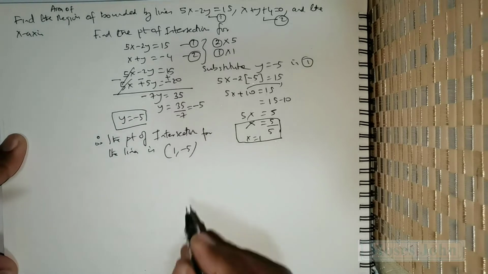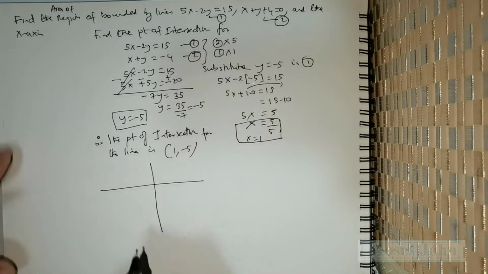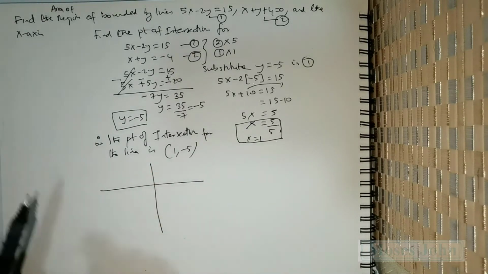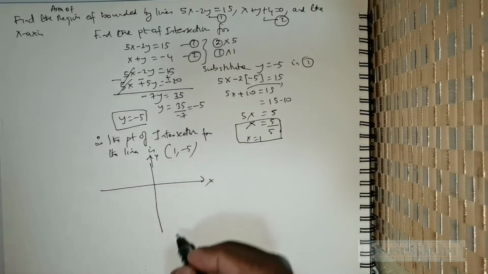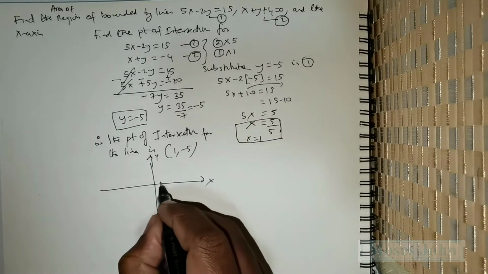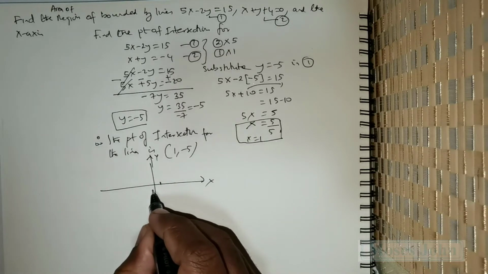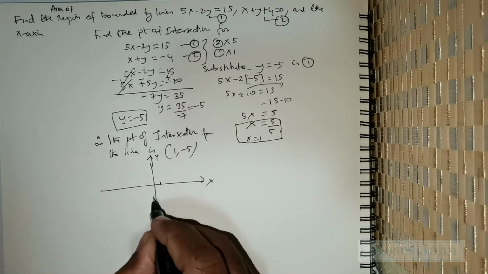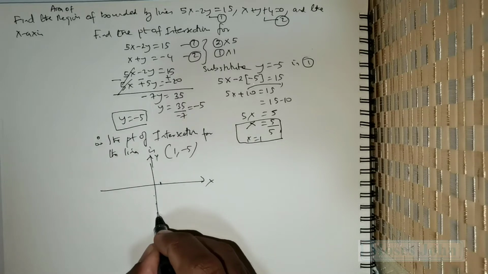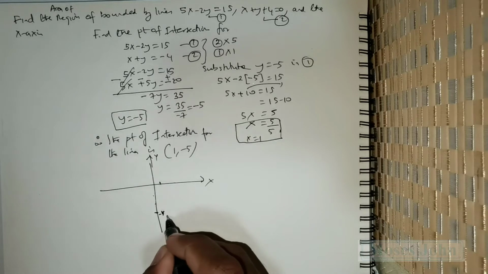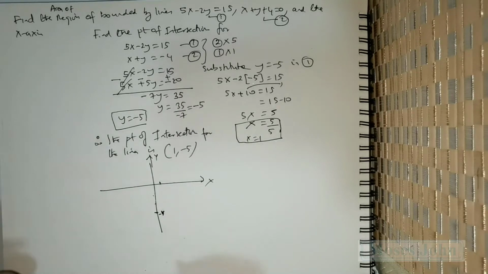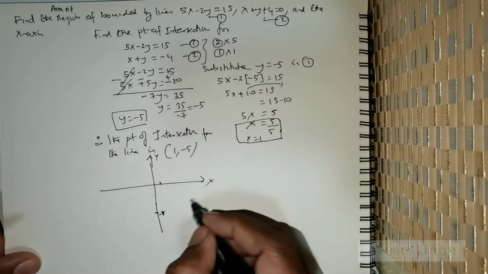So if you were to draw the axes, this is the x-axis, this is the y-axis. x is 1 here, and −5: −1, −2, −3, −4. Let us imagine this is the point. So this point will be the point of intersection of the two lines. Now we have to draw the lines, right?